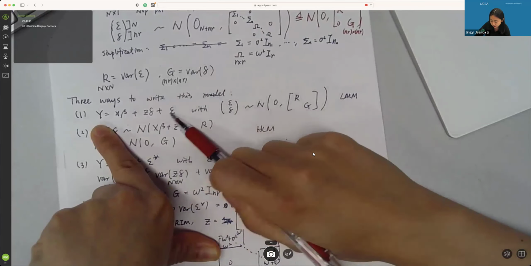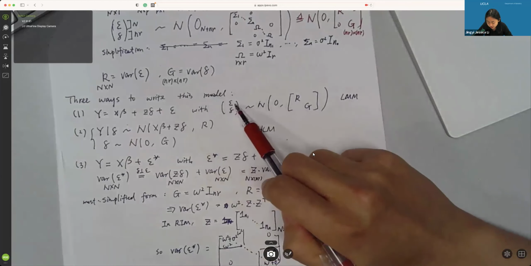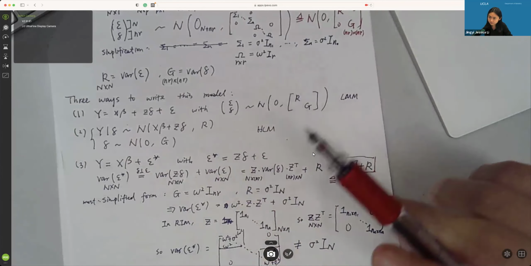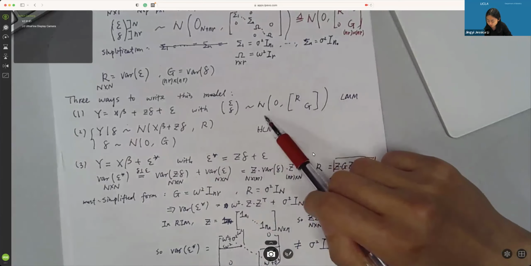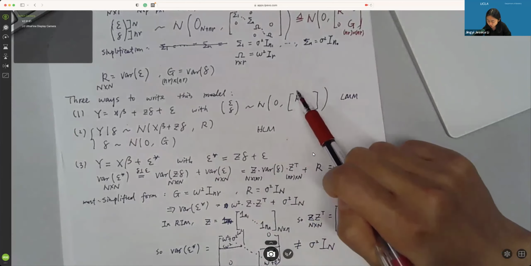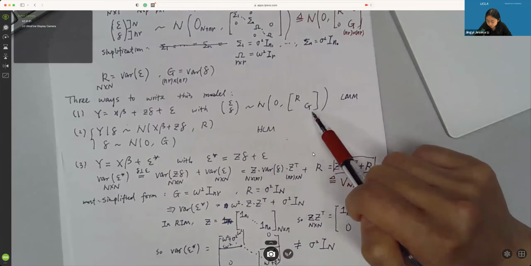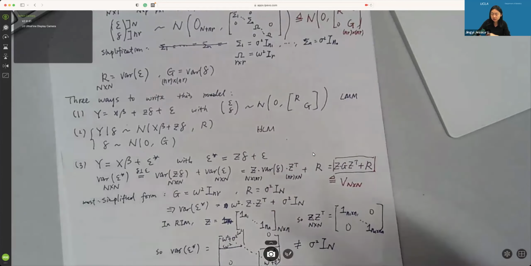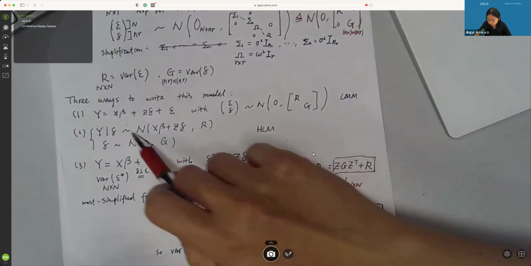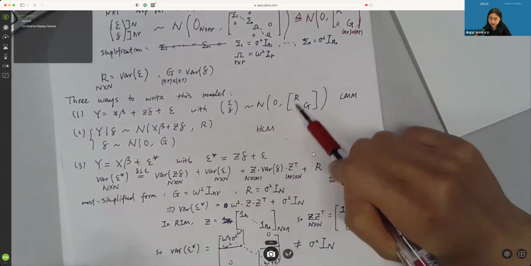Putting things together, we assume that the two random things, epsilon and delta, in a linear mixed model jointly follow a multivariate normal distribution. So zero mean, with the covariance matrix of the error vector denoted R, and the covariance matrix of delta denoted G. This is the most general notation you will see in linear mixed model papers and textbooks. The previous examples we gave you are special cases of this.